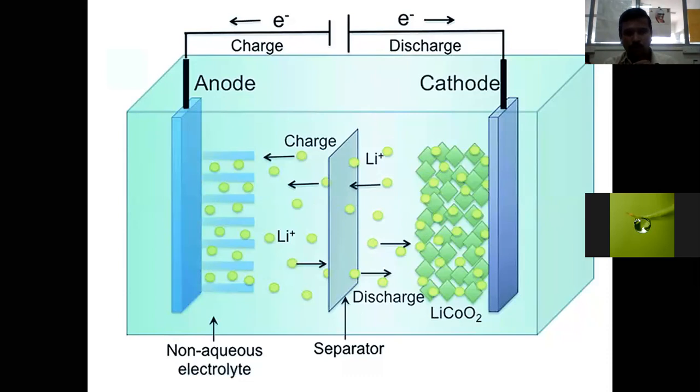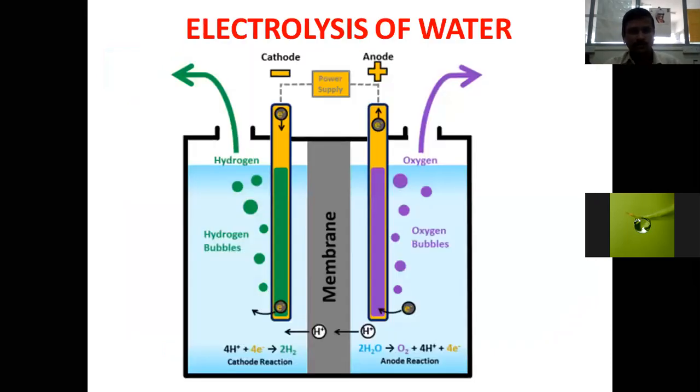Your mobile phone will be working, your flashlight will be working. Why? Because the chemical energy in the form of lithium has been converted into electrical energy. So these types of electrochemical cells are called galvanic cells or voltaic cells.